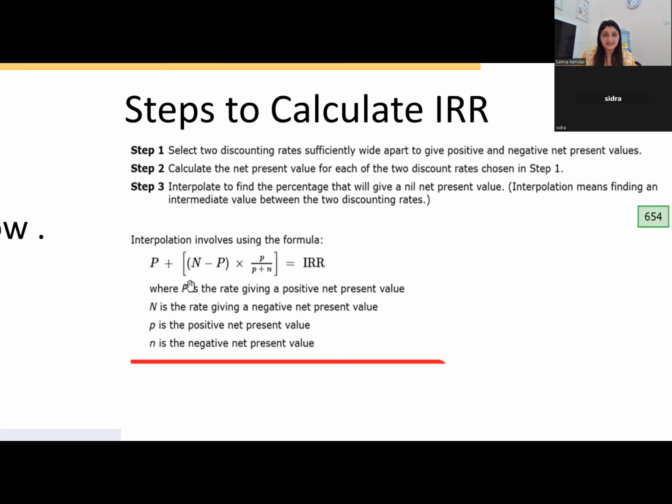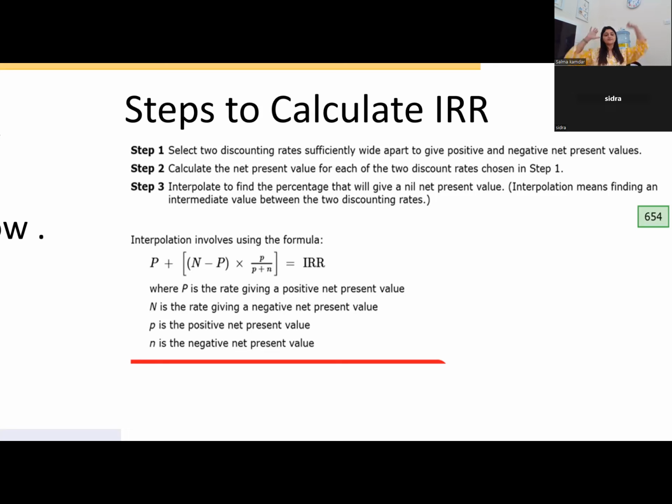How do you find IRR? It is capital P, the rate that is giving you a positive NPV, plus, big bracket, small bracket, capital N minus capital P. What is capital N? Capital N is the rate that is going to give you a negative NPV. Minus capital P, the rate that is going to give you a positive NPV, and close the bracket. I'm repeating the formula again: capital P plus big bracket, small bracket, N minus P, close the small bracket.